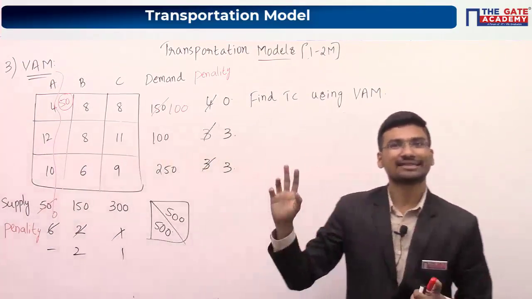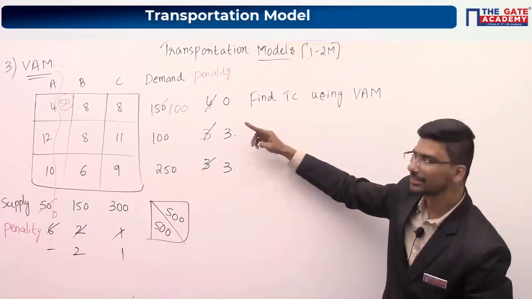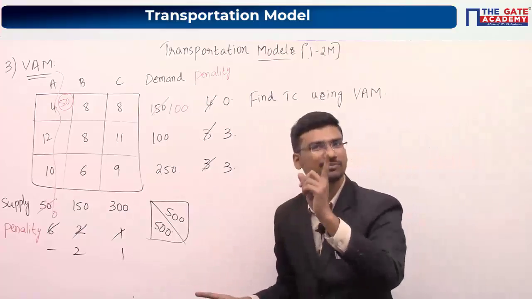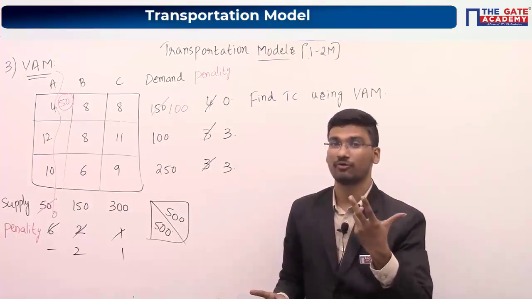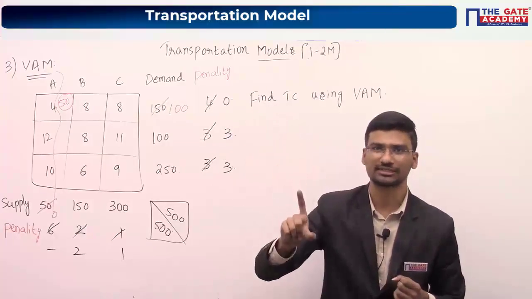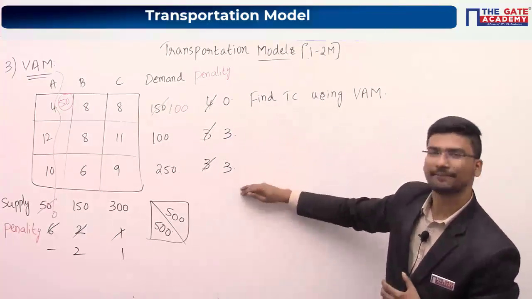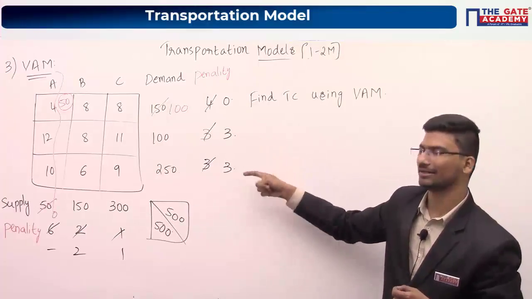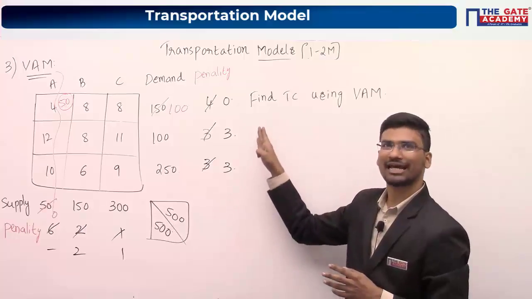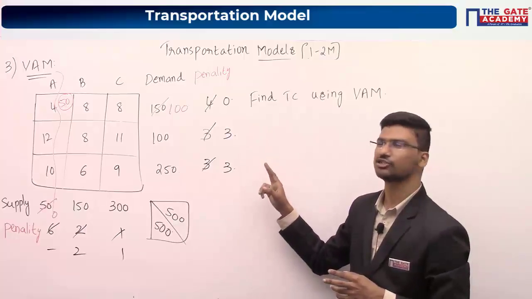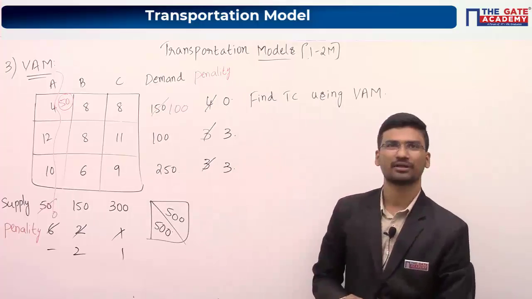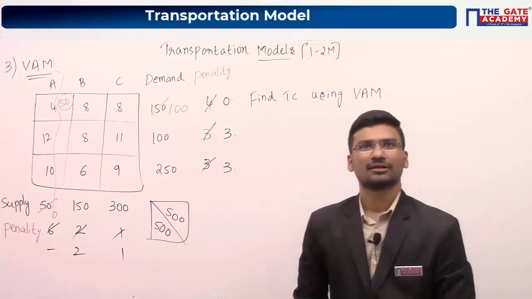So now you are having a tie between the penalties. What is the maximum penalty here? This is maximum penalty, and this is also maximum penalty. In the least cost method, we broke ties by going to a cell where we can allocate the maximum number of units. Now you tell me how to break this tie. Where should I allocate, here or here? In this row or in this row? Where should we allocate?